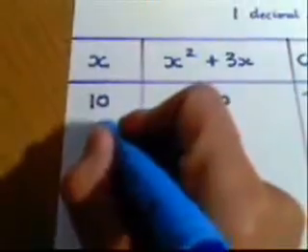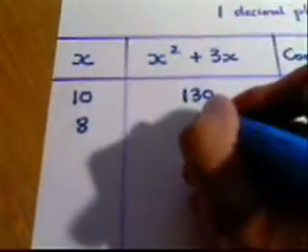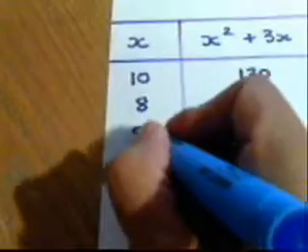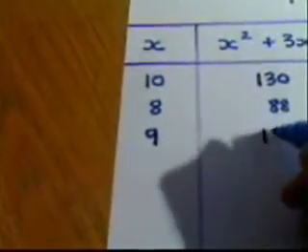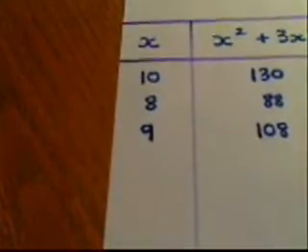So I'm going to take a bit of a jump down because I'm considerably over what I need to be. So I'm going to try 8 this time. So x being 8, and again work out x squared plus 3x using my calculator, and I get 88. So that answer's too low. But what that tells me is my answer lies somewhere between 8 and 10. So let's go in the middle and try 9. So using 9, I get a total of 108, and that's too high.